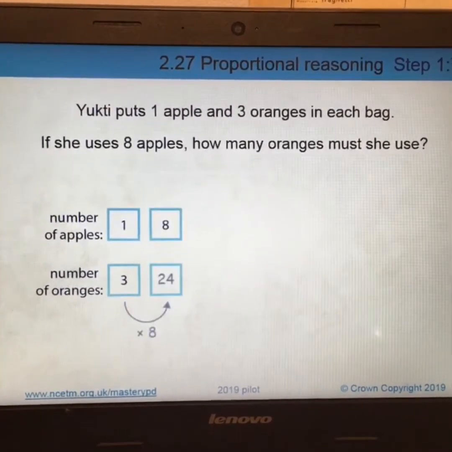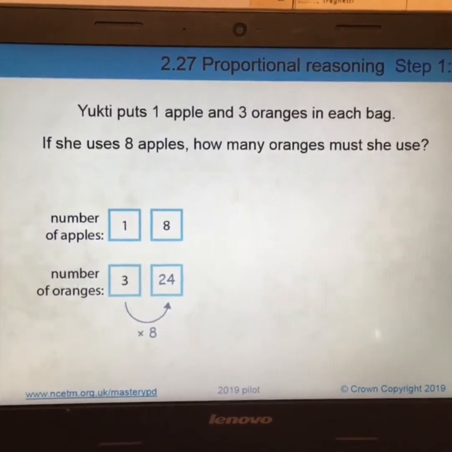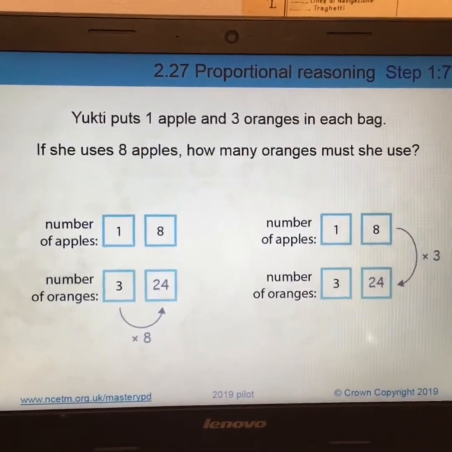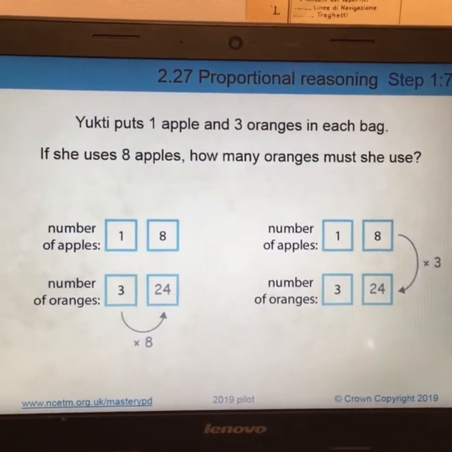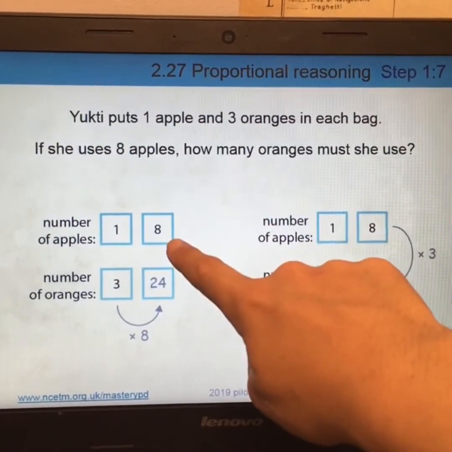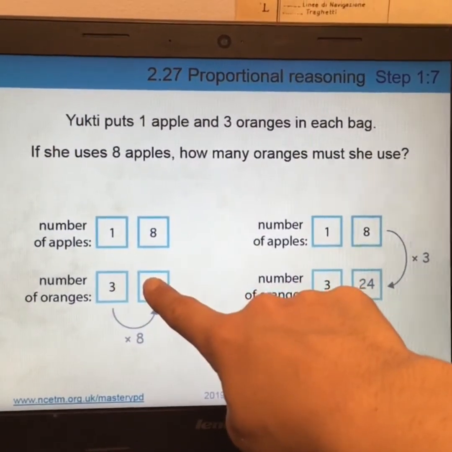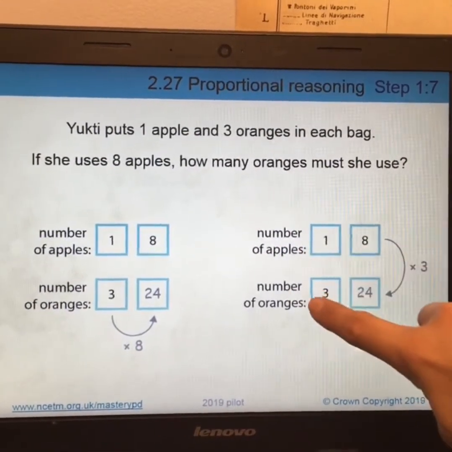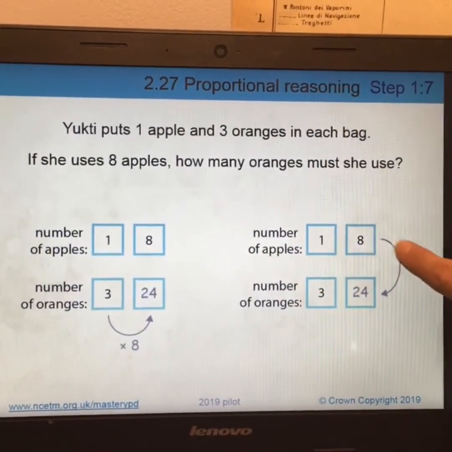Well, nice and easy. If you're multiplying apples by 8, you need to multiply the oranges by 8, so it would be 24. Easy peasy. So you can either do it this way, so you know you've times that by 8, so you need to times this by 8. Or you can say, well, I know that here I've times this by 3, so I can times this by 3.